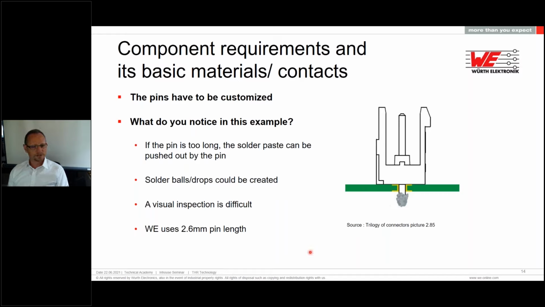Also for the THR components, a matte tin plating is preferred. This is more suitable for the higher temperatures and for a better wetting for the solder so that it can expand here. So also what can happen here if the pin is too long? Of course, it's obvious that all the solder is collecting here, and maybe it drops apart, and then you don't have enough solder paste to fill your via.